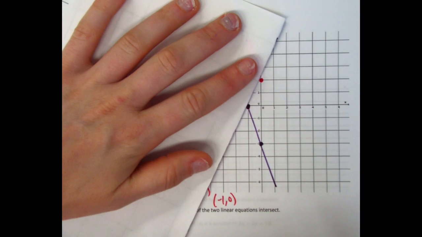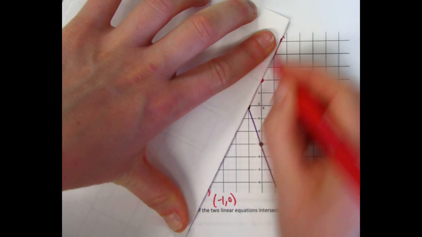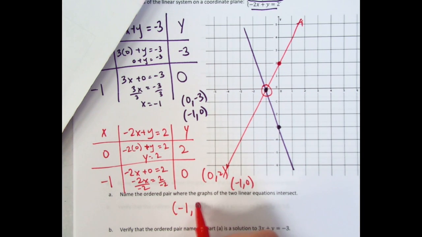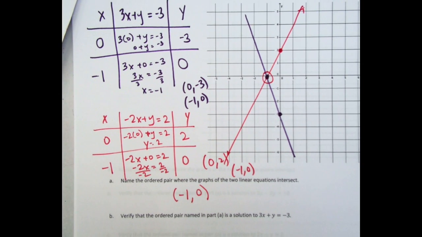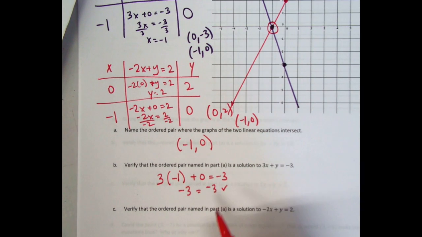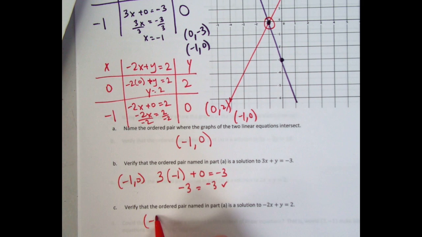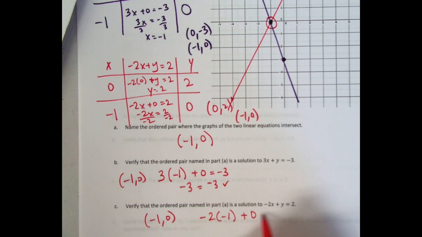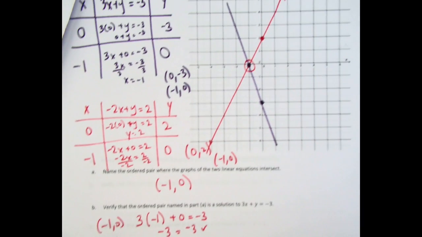So right away we can see where they intersect. So they both go through right here. So that's my point of intersection, which is negative 1, 0. We're going to verify by plugging in. 3 times negative 1 plus 0 equals negative 3. Negative 3 equals negative 3. Yes. And so that was the point negative 1, 0. Same thing, point negative 1, 0. Negative 2 times negative 1 plus 0 equals 2. 2 equals 2. Yes.